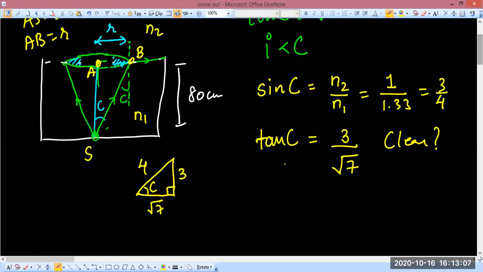So this is tan C. Now if tan C is this, tan C is equal to R upon 80 centimeter, right? Okay, tan C is equal to R upon 80 in centimeter.